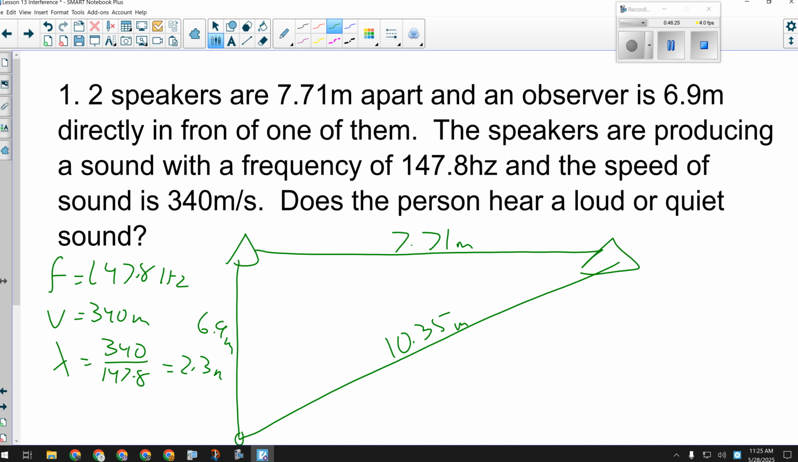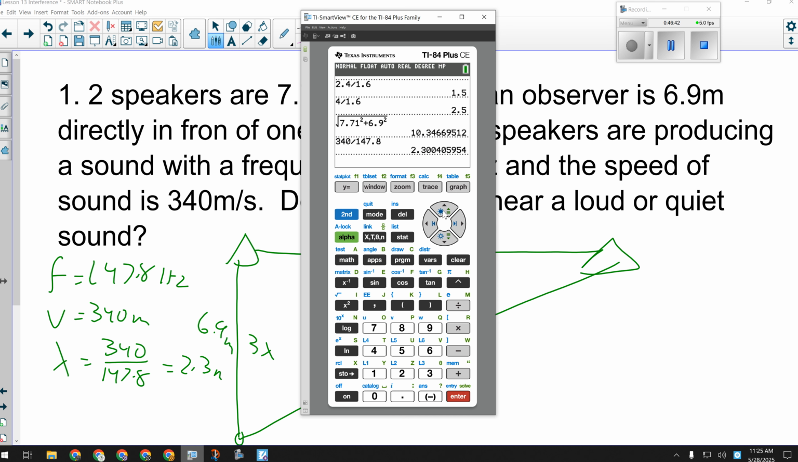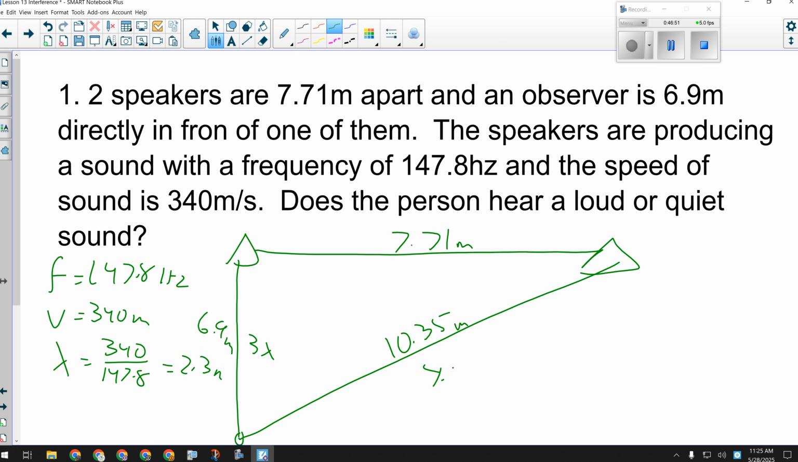All right, so what I've got to figure out then is how many wavelengths from each speaker. So 6.9 divided by 2.3 should be 3 wavelengths. Agreed? Okay, and 10.35, is that 4.5? Yeah, 4.5. Okay, so 4.5 wavelengths. We got 1.5 difference, so that's quiet.